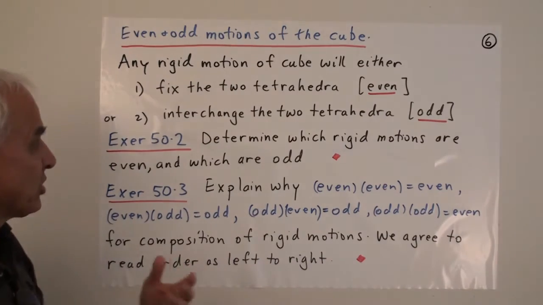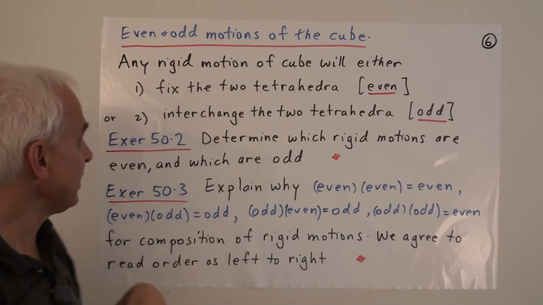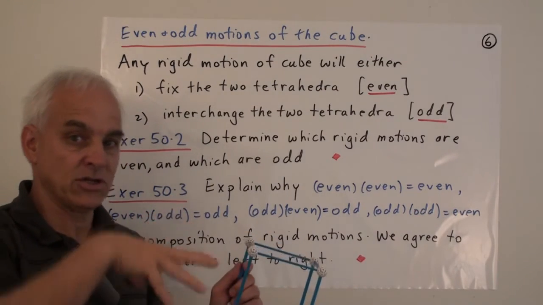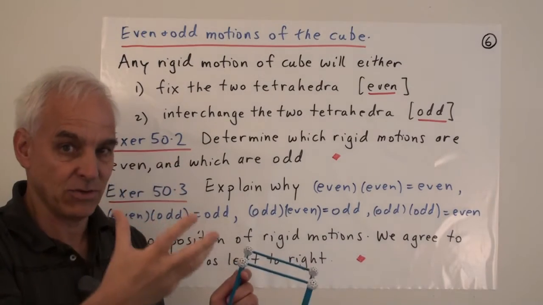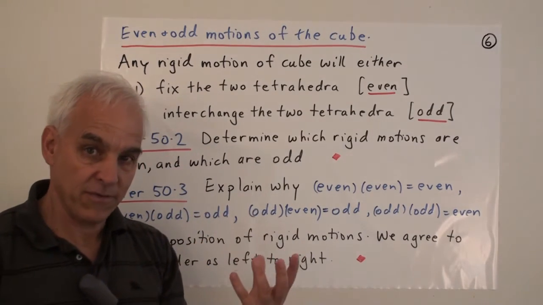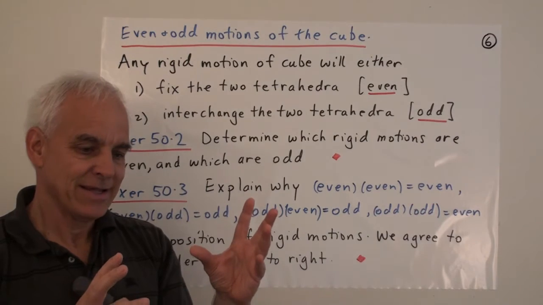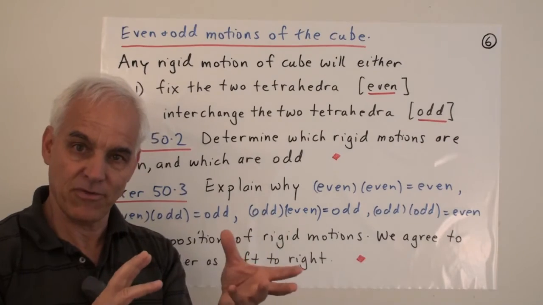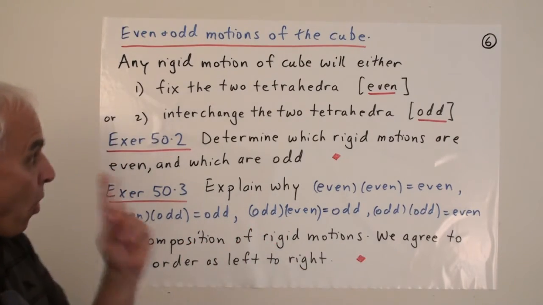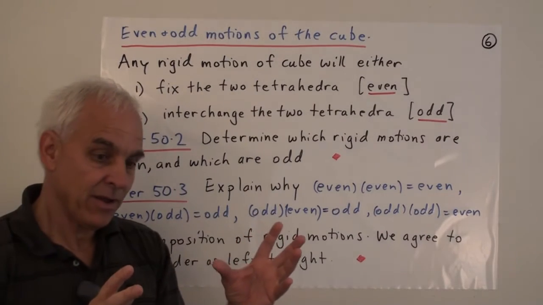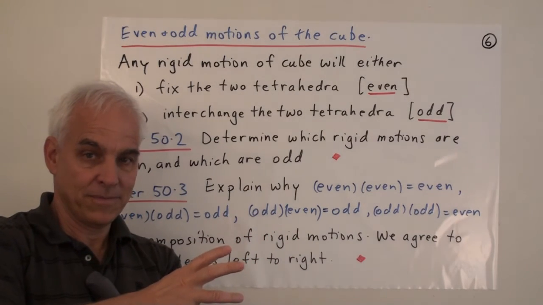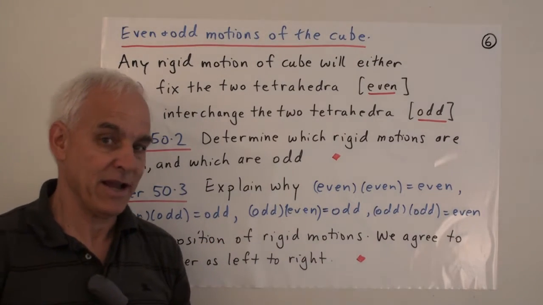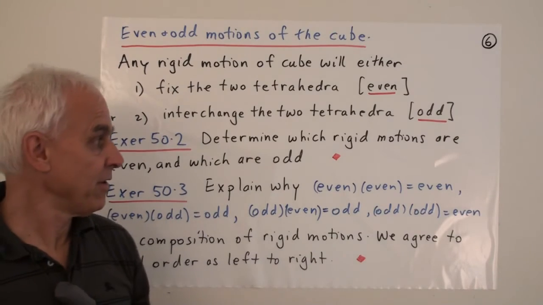So every rigid motion is going to do either one of two things. It's either going to fix the two tetrahedra. In other words, the red tetrahedron is sent to the red tetrahedron, perhaps permuted, but still sent to itself, and the green one is sent to itself. In other words, the two tetrahedra stay in their positions, even though they may be rotated inside their positions, but they stay where they are. Or the two tetrahedra interchange places. The red vertices move to the green ones and vice versa. Those are the two possible things that can happen because there are only these two tetrahedra floating around.